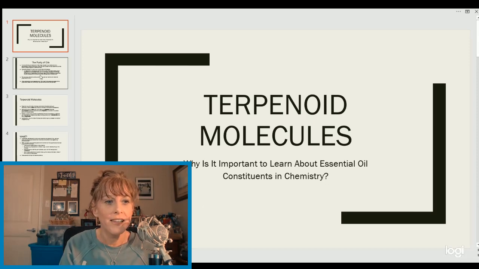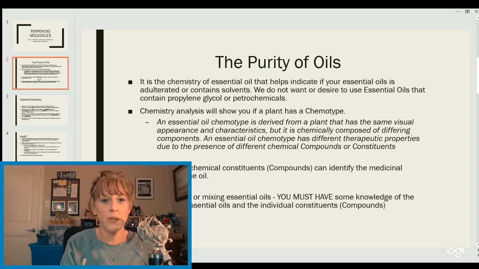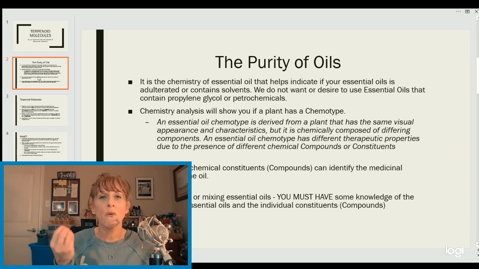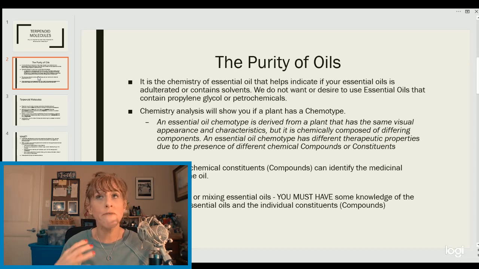Okay, so we want to know the purity of the oils, and the reason why we want to know the chemotype. We want to know what is the derivative of the plant itself. We want to know the chemical properties in there, which are the constituents, the compounds, so we can identify the medicinal properties, and then we'll know exactly what to mix with what.